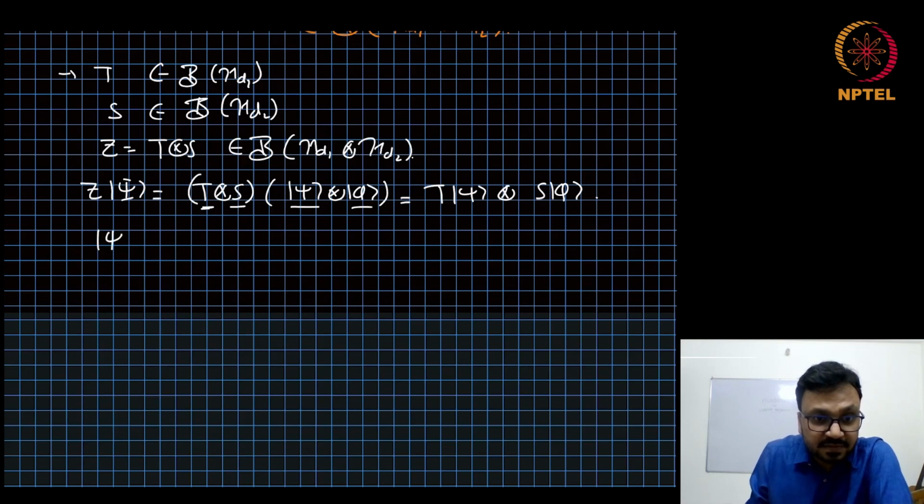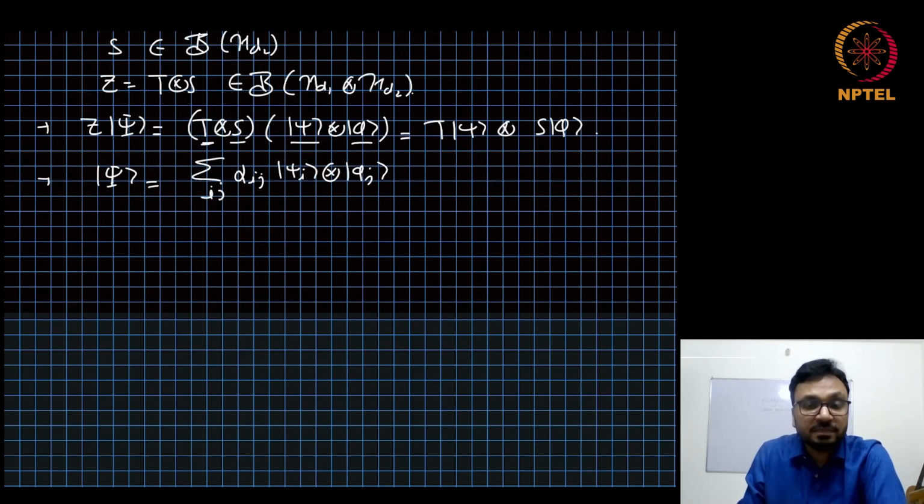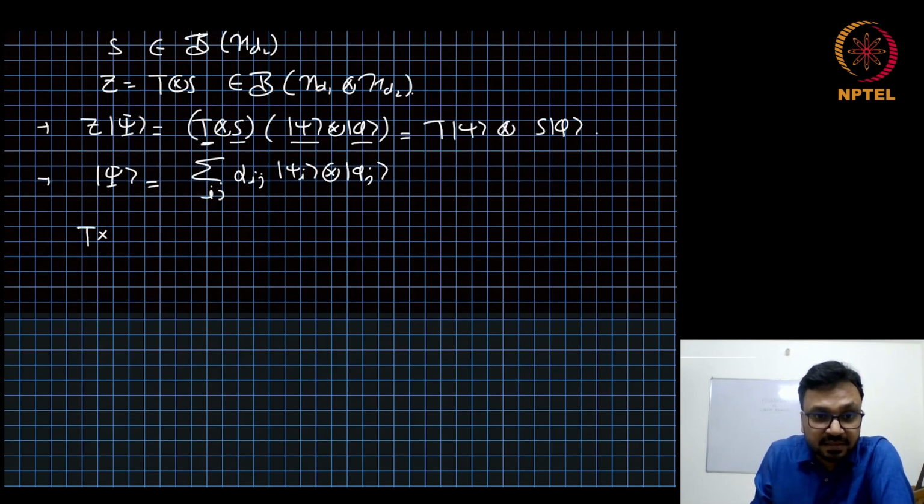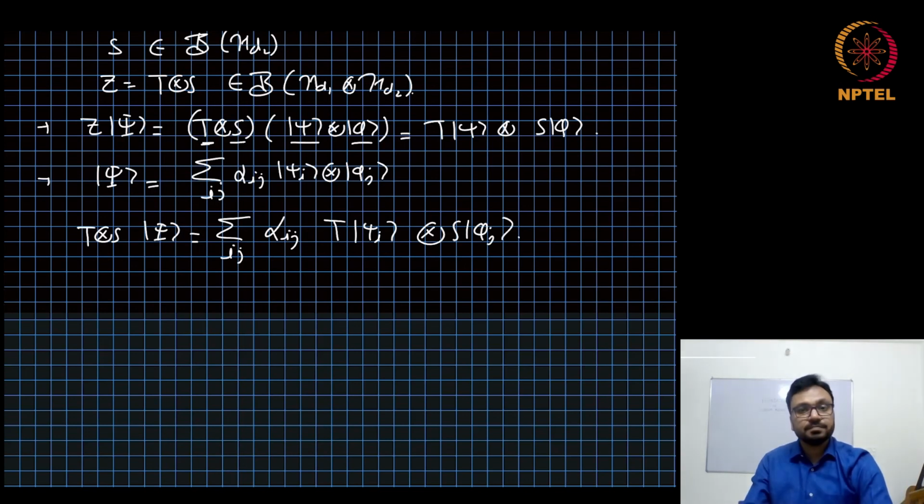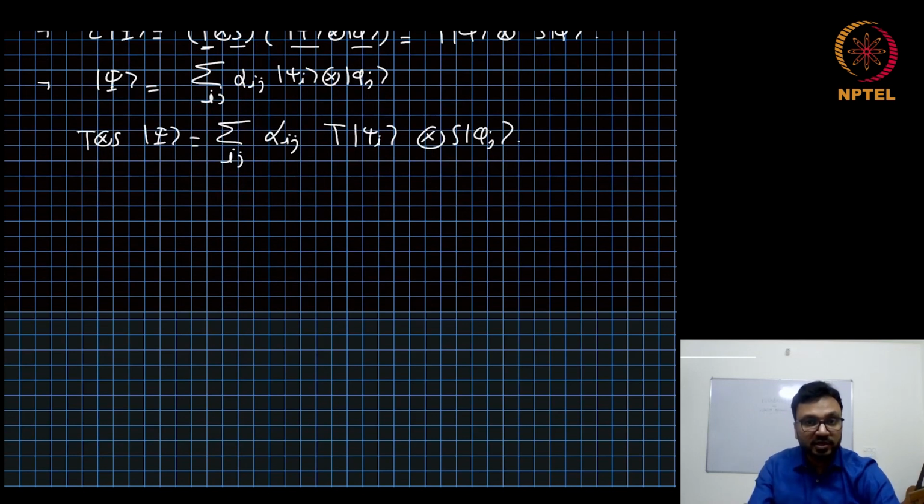Now if we have the more general state, which is the sum over ij of alpha ij psi I tensor phi j, since the matrix product is linear, then T tensor S acting on psi will be the sum over ij of alpha ij T psi I tensor S phi j. It will act individually on each of the tensor products in this way.